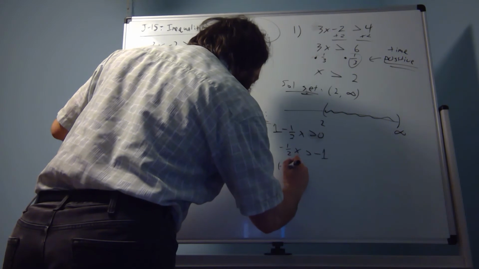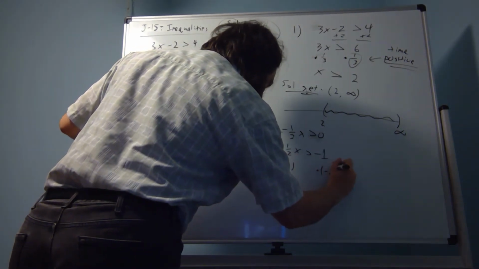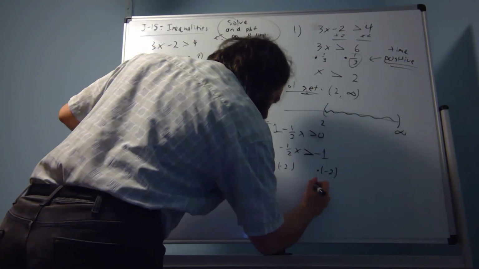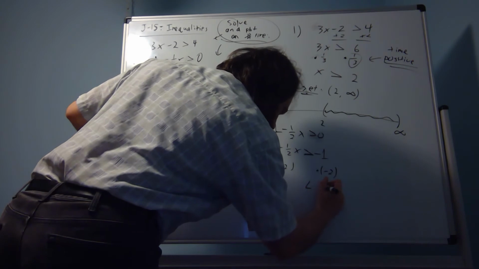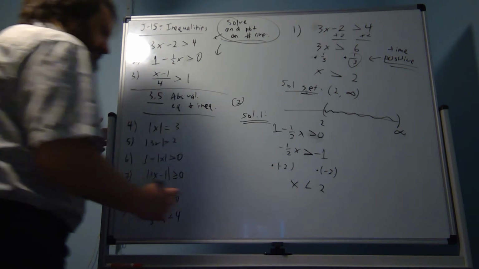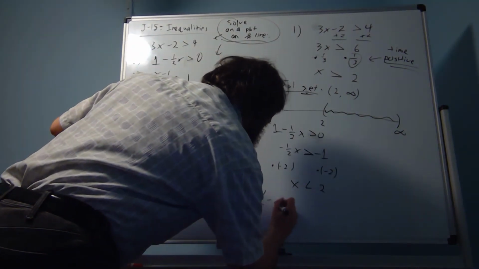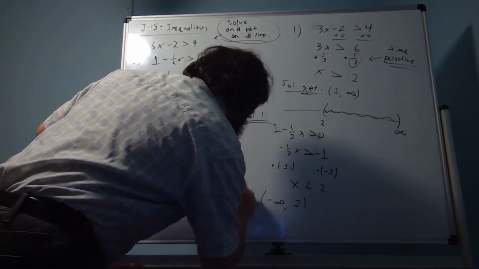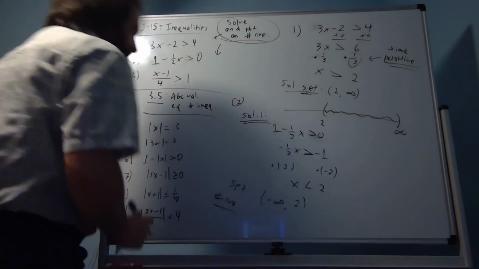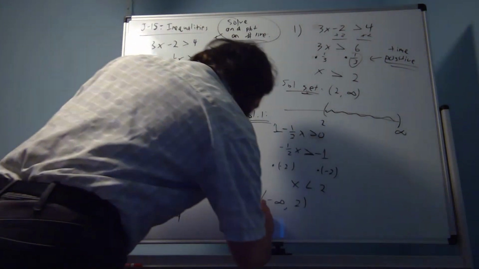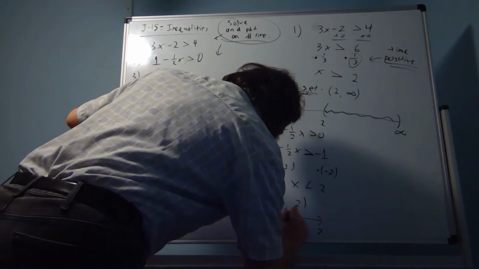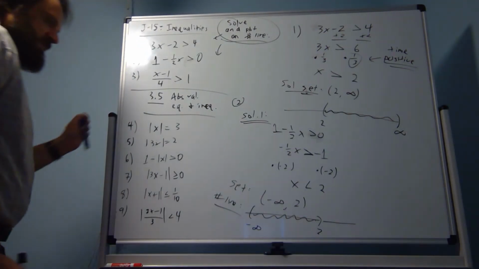And then times -2. That's a negative, so this is a big deal. We had a greater than, now we've got a less than. So -2 times -1 is +2. So x is less than 2. So the solution set is an interval from -infinity all the way up to 2. And the sketch on a number line looks basically the same.